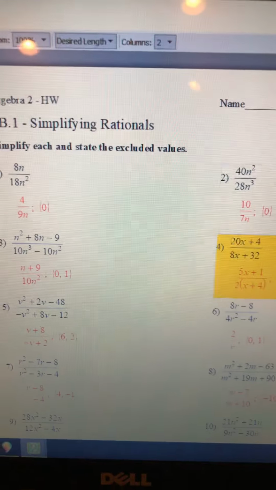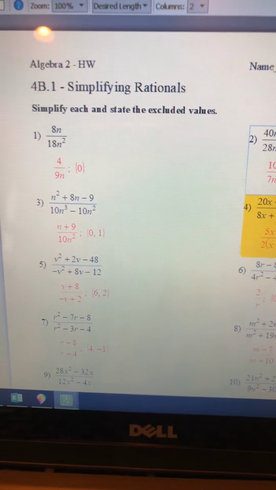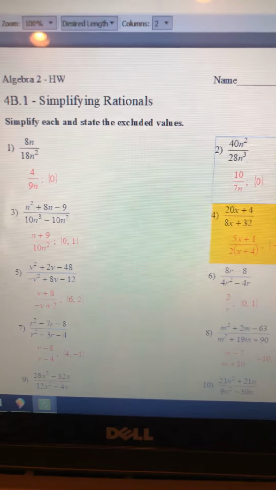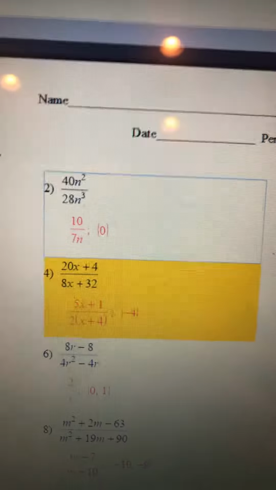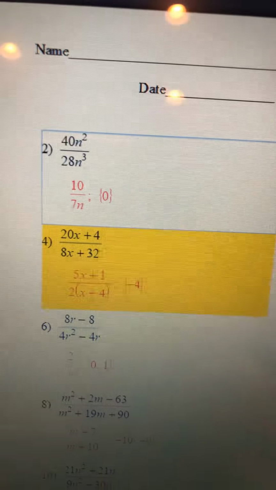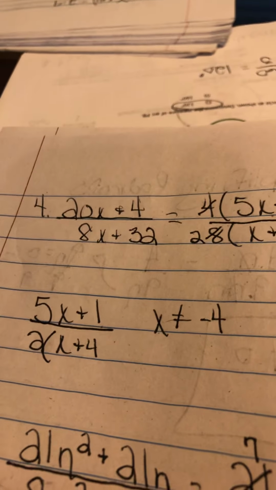All right, so we're still reviewing some problems from your homework, which is 4b.1 simplifying radicals. Now we're going to take a look at number 4, which here is in the yellow. I don't know why, but 20x plus 4 over 8x plus 32. So here we have two binomials, which means we're going to factor out the GCF in both.